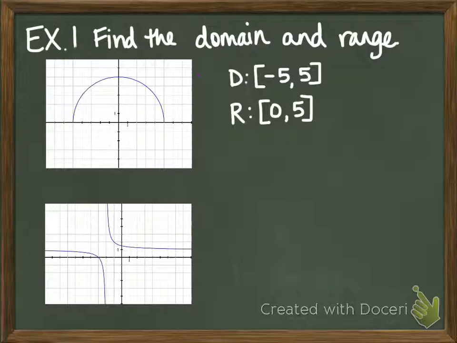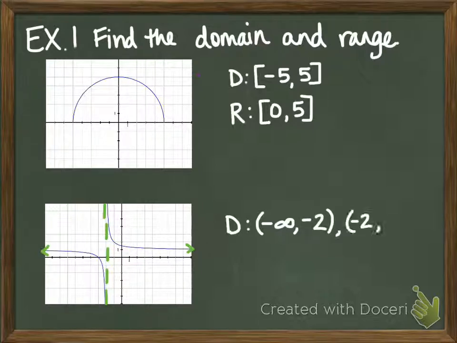Okay, now we're going to look at this picture, which is a rational function. And we're going to start with the domain, left to right. So I put the arrows left and right because this function does continue going left and right infinitely. But there's an imaginary line here at -2 that's called an asymptote where the graph never touches. It doesn't have a value at -2. So then the domain for this function is from -infinity to -2, and then -2 to infinity. Or you could say all reals except -2, but we're writing it in interval notation.